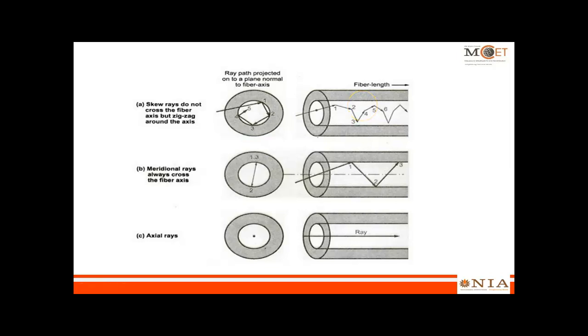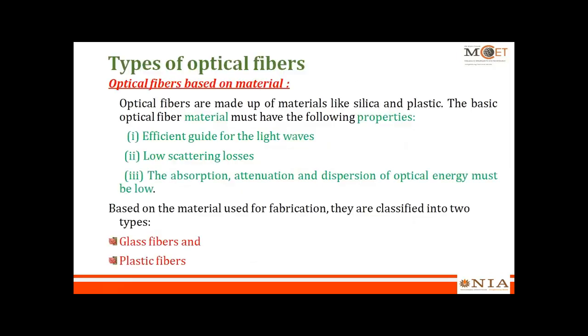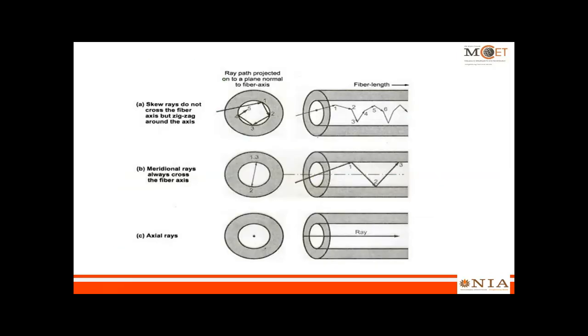Meridional rays always cross the fiber axis as they propagate. Axial rays simply travel along the axis. So there are three rays possible. Skew means it follows a zigzag path and does not cross the axis. Meridional means it crosses the axis and propagates. Axial means it simply follows the fiber axis. These are the different types of rays.